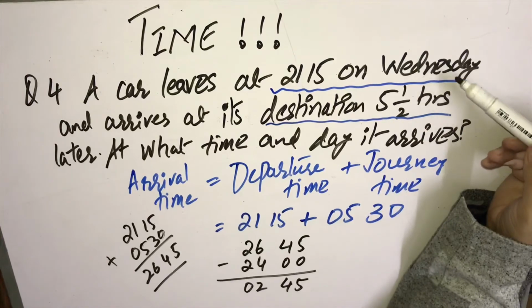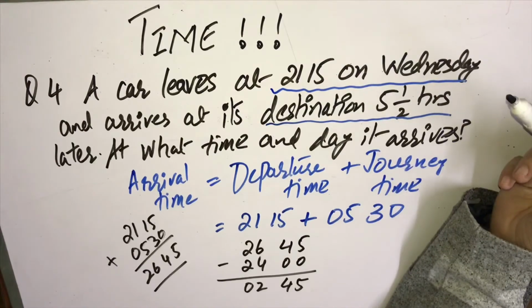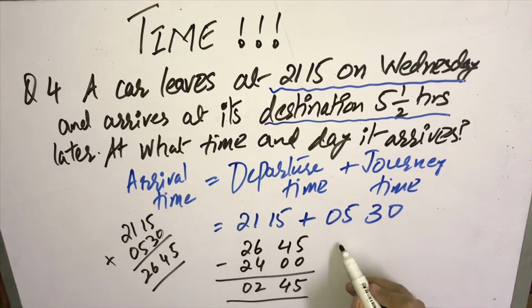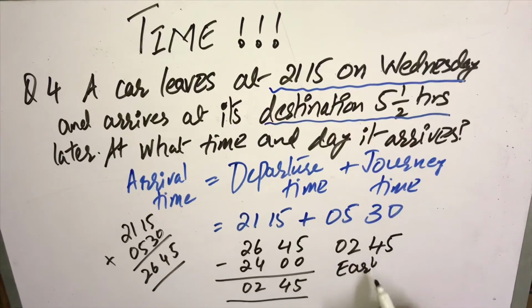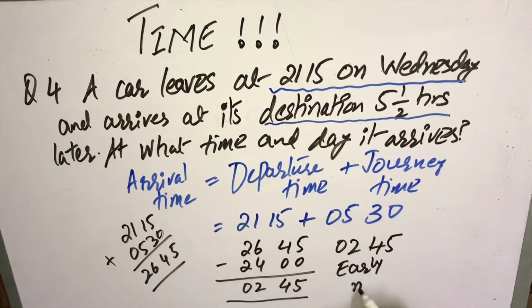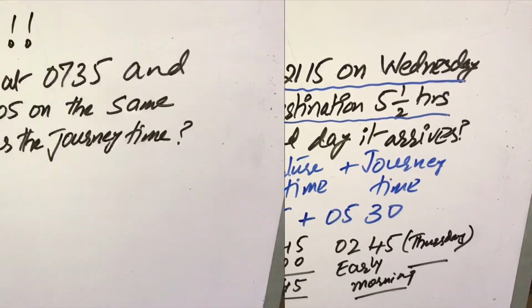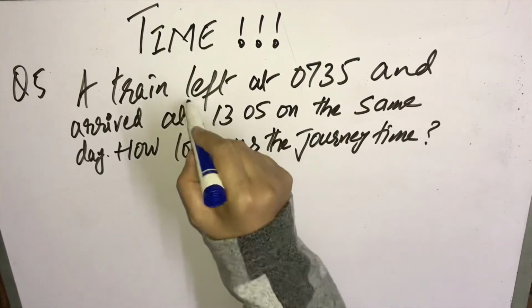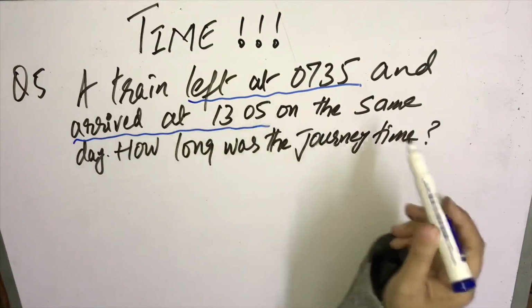Definitely if the car left on Wednesday after 9 p.m., it will definitely reach early morning on Thursday. So this is 0245 AM. We shall write our answer 0245. You can write early morning, you can write next day, or you can write Thursday. The last question, very easy. A train left at 0735 departure and arrived, arrival time 1305 on the same day.